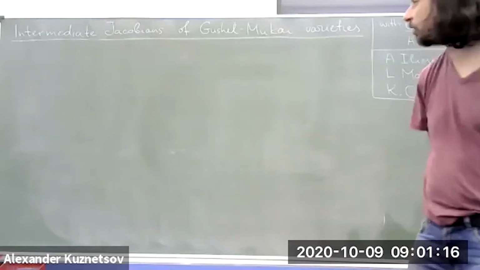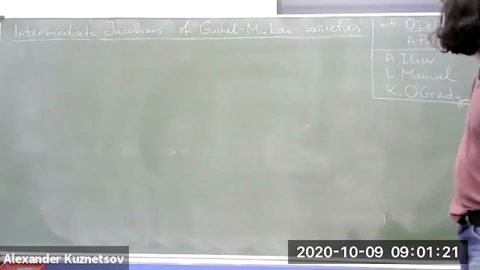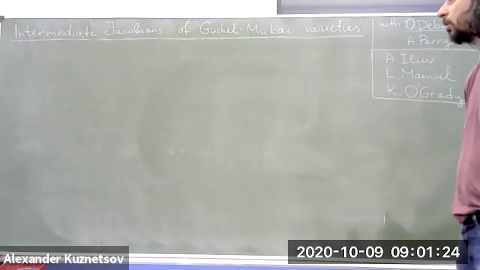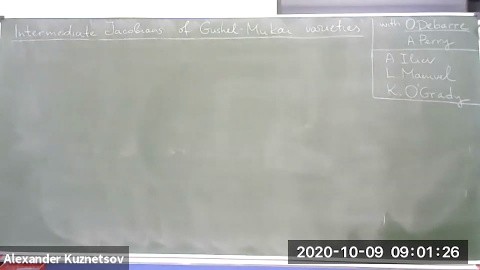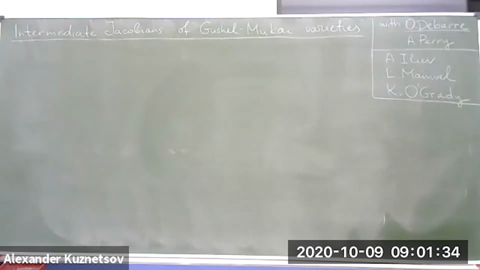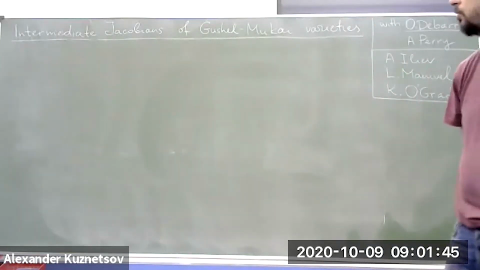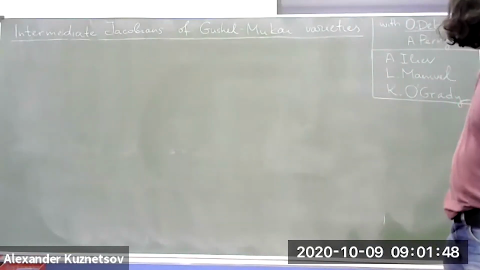So I will speak about intermediate Jacobians of Gushel-Mukai varieties. Some parts of what I will be talking about are joint with Olivier Debarre, and some parts are joint with Alex Perry. Much of the theory was developed in the works of Atanas Iliev, Laurent Manivel, and Kieran O'Grady. So I think I should mention their names. But the main subject of the talk, the intermediate Jacobians, is joint with Olivier Debarre.